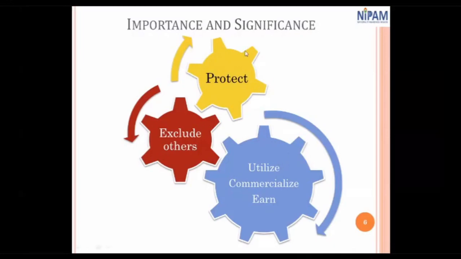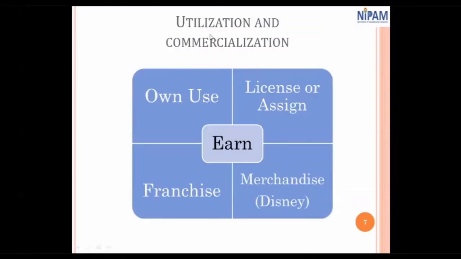So you can see intellectual property is very essential for protection of my innovative products and designs. It excludes others from using my invention or my products, and it also helps me to utilize, commercialize and earn from my invention. As I was saying about utilization and commercialization, after getting the IPR rights for your product, you can use it for yourself only. For example, if you don't want to commercialize that product, or you want to use it for your own purpose only, you simply can. Like the example of the display screen of Samsung, they have licensed it, and you can assign others to use your product, franchise it and merchandise.